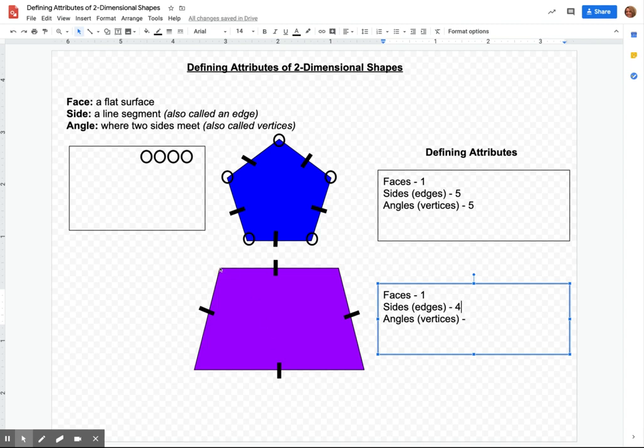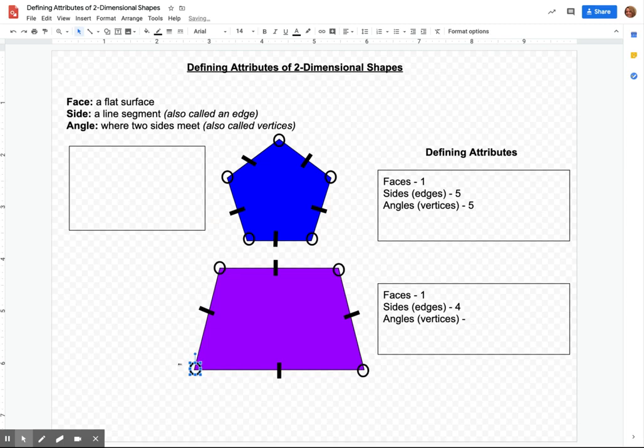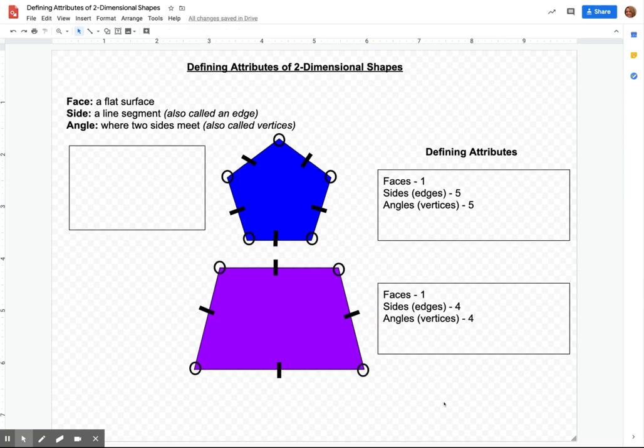And then let's count our angles or vertices. We're going to use a marker to put on our corners. 1, 2, 3, 4. So this shape has 4 angles or 4 vertices.